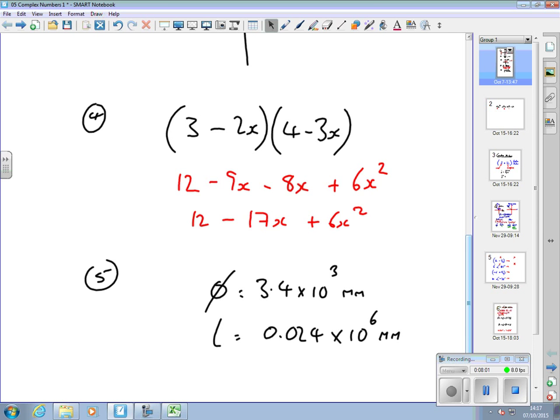Could anybody tell me what name I can give to this sort of expression? Quadratic, well done. Because of the squared, the highest power of x is x squared. That makes it a quadratic. If the highest power of x was x cubed, it would be a cubic, and so on. This is a quadratic expression.